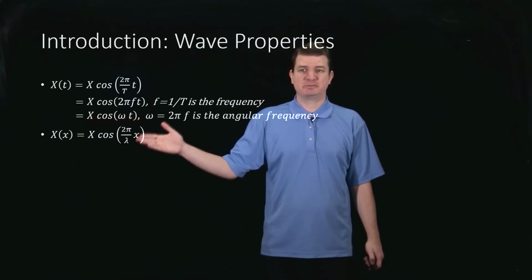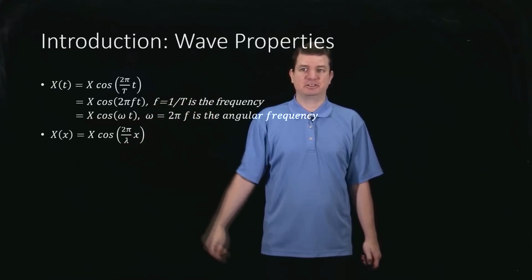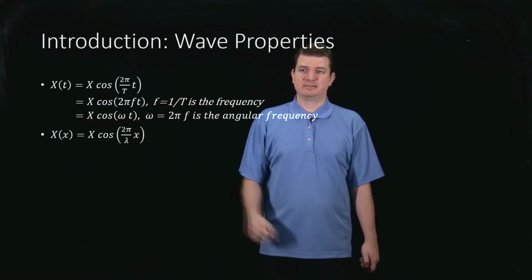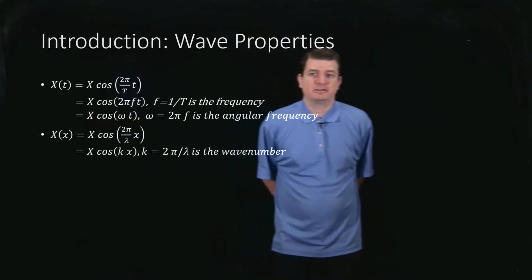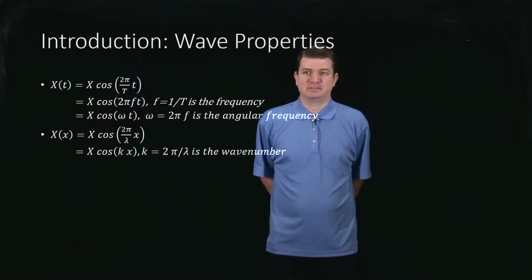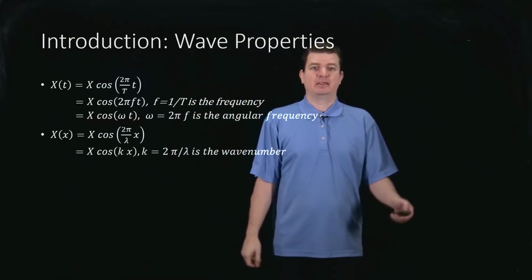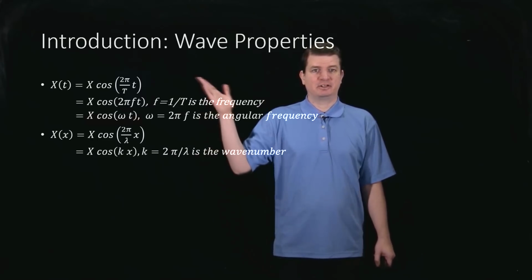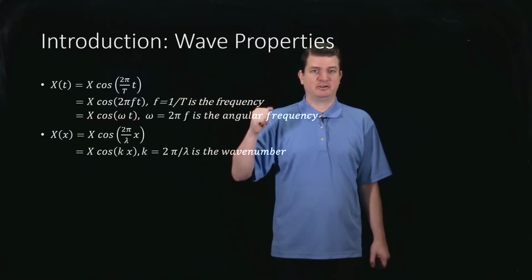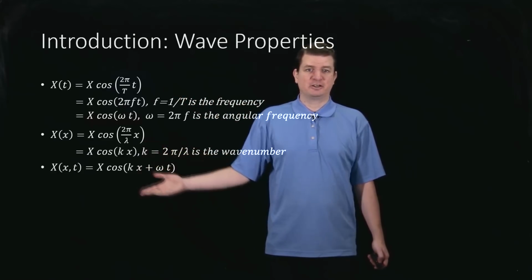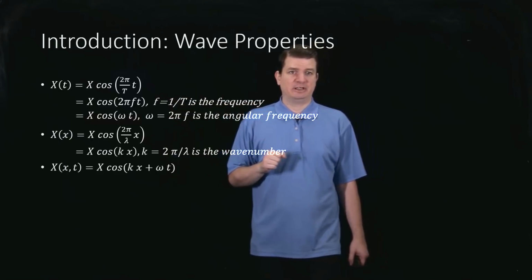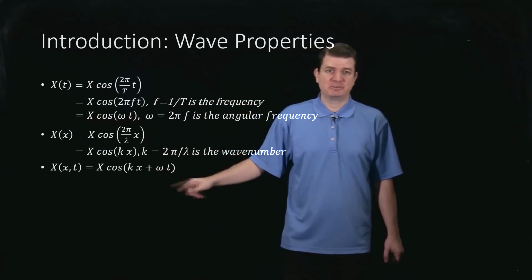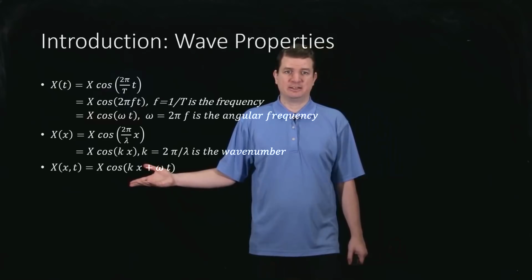So I can look at my spatial dependence, the displacement as a function of position, and I can take this 2 pi on lambda and just rewrite that to be a constant k, which we can talk about as a wave number that describes this wave. Now I can do something a bit more clever. I've got a description for how it varies in time and in space, so I can combine them. I can just grab the kx from the spatial part and the omega t from my time variation and put them together right there. This is exactly the same sort of thing.